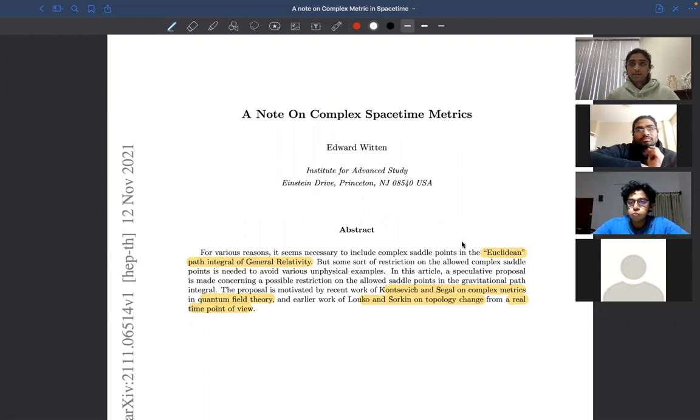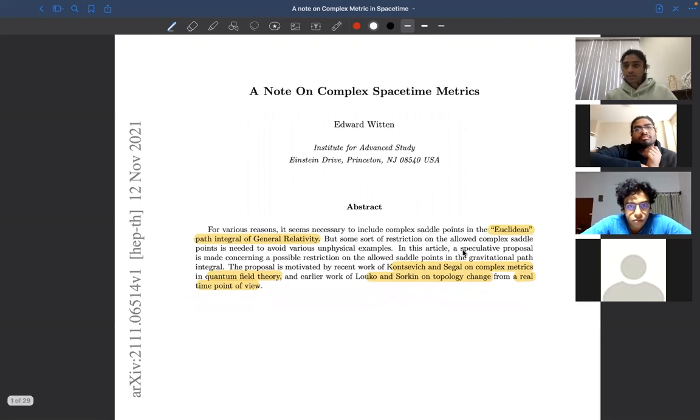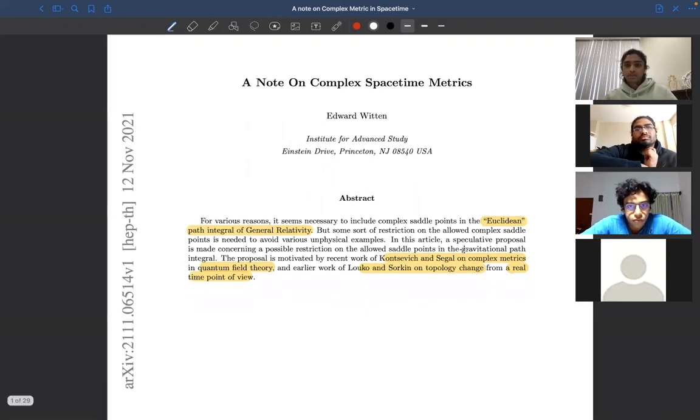So we don't know if this approach still works, but what we essentially do is we integrate over the metric in GR when you're taking the path integral. And Euclidean because of the change in signature, Wick rotation.